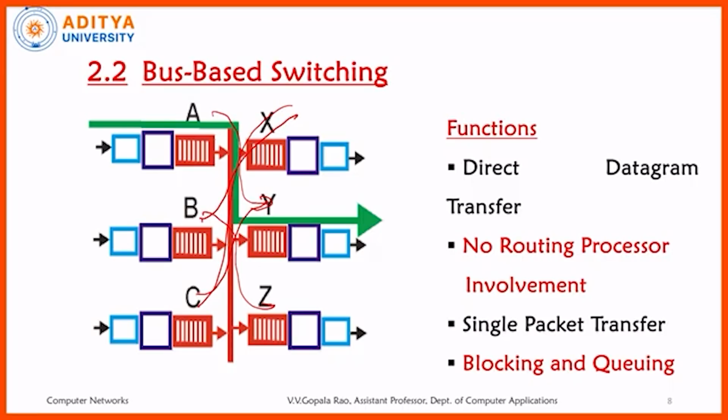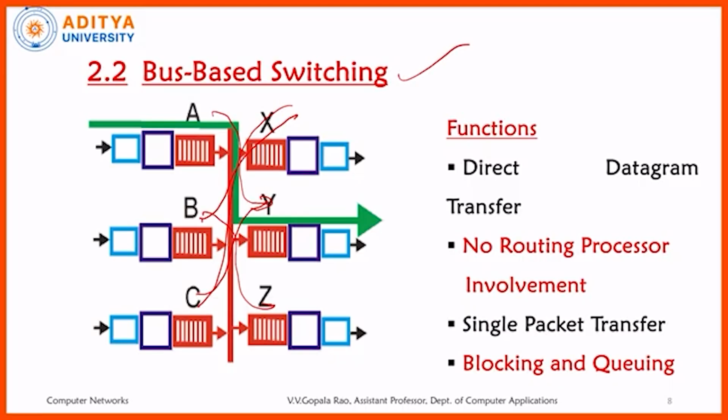Why is it called switching? Because no input port is directly connected to any output port on a fixed basis. That is why it is switching. On what basis is it possible? By using a common bus. So that is why totally it is called bus based switching.